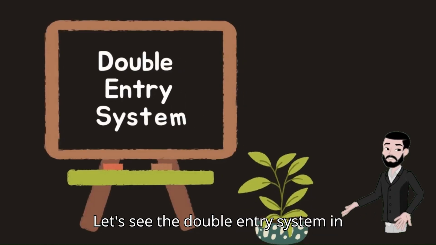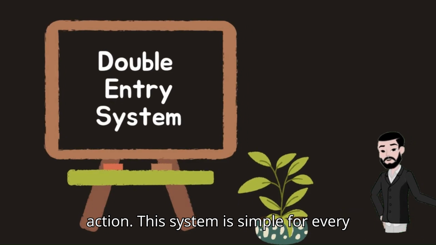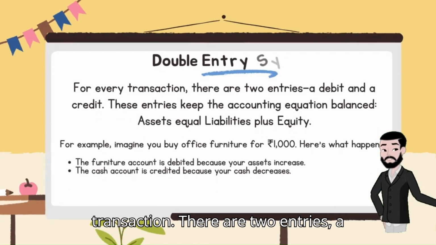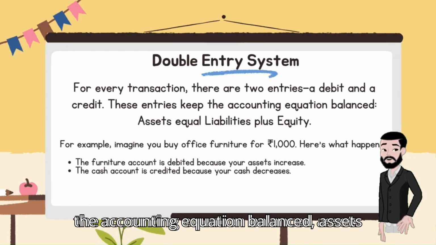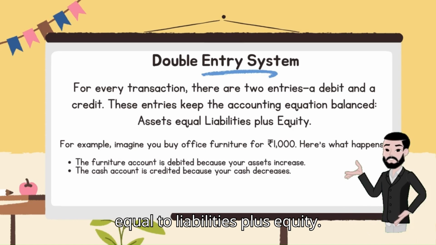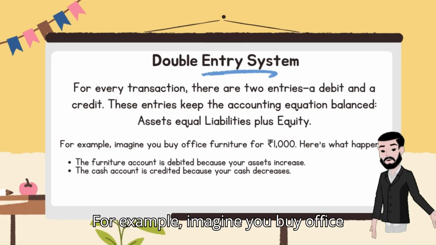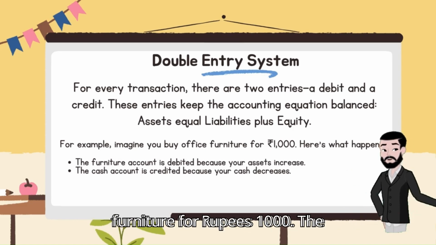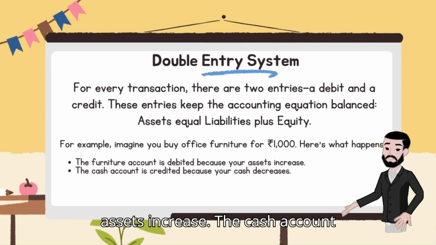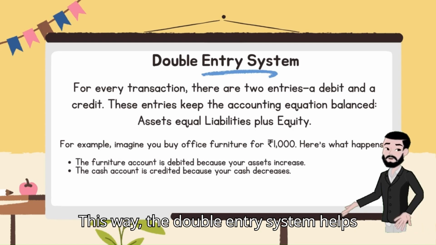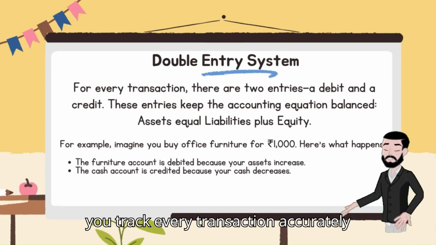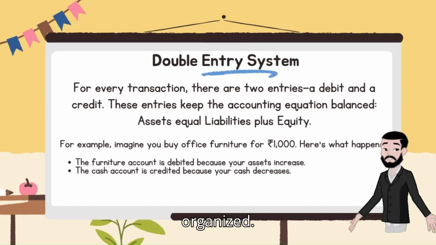Let's see the double entry system in action. This system is simple: for every transaction, there are 2 entries, a debit and a credit. These entries keep the accounting equation balanced, assets equal to liabilities plus equity. For example, imagine you buy office furniture for rupees 1,000. The furniture account is debited because your assets increase. The cash account is credited because your cash decreases. This way, the double entry system helps you track every transaction accurately and keeps your financial records organized.